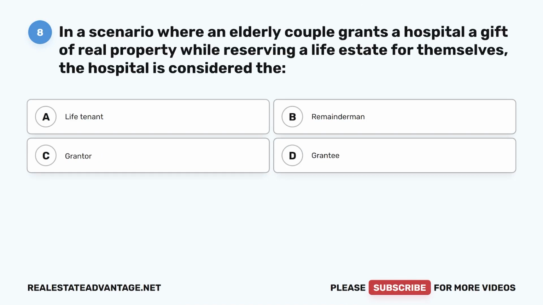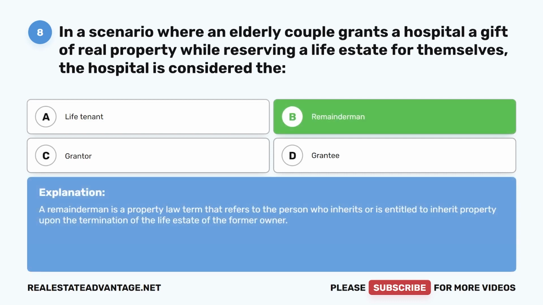Question 8. In a scenario where an elderly couple grants a hospital a gift of real property while reserving a life estate for themselves, the hospital is considered the: A. Life tenant, B. Remainder man, C. Grantor, D. Grantee. The correct answer is B. Remainder man. A remainder man is a property law term that refers to the person who inherits or is entitled to inherit property upon the termination of the life estate of the former owner.